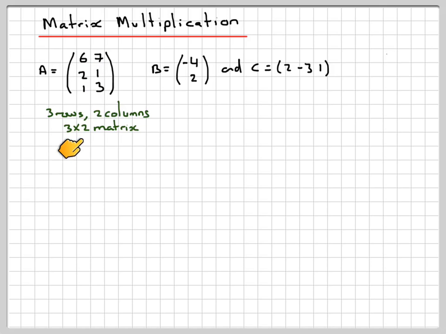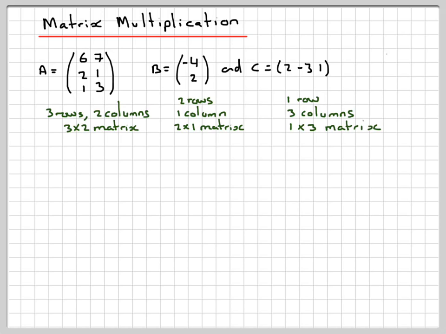as a 3 by 2 matrix. Next one has 2 rows and 1 column, so that's known as a 2 by 1 matrix. And C has 1 row and 3 columns, which is a 1 by 3 matrix. Find, if possible, AB, CA, and CB.